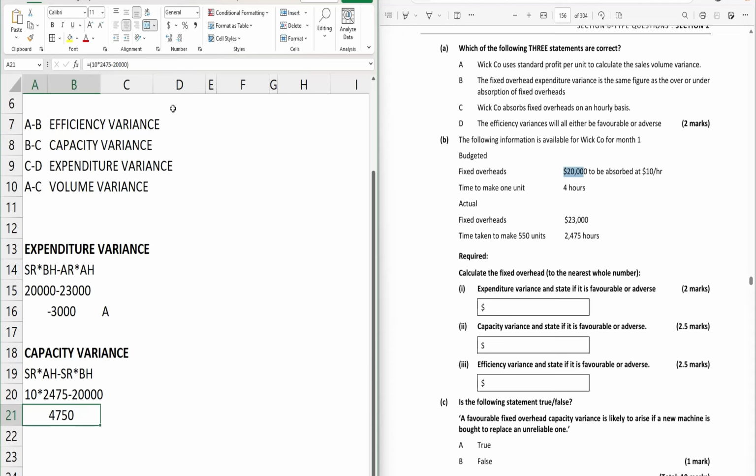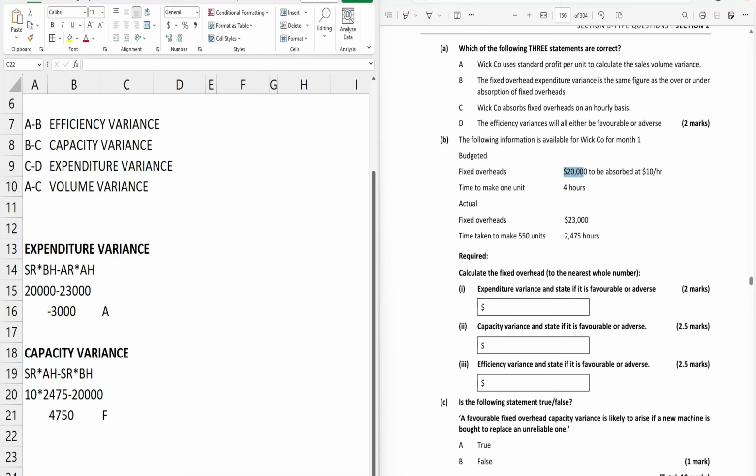It's a 4750 and it's positive. That means it's favorable, but still you need to understand why it is favorable. See, for the standard cost required for actual hours is your 24750. However, the budgeted one is your 20,000. So we have done good, right? Why so? Because it indicates that your labor has worked more, and that's why your fixed overhead cost is incurred more. So it's favorable, right?